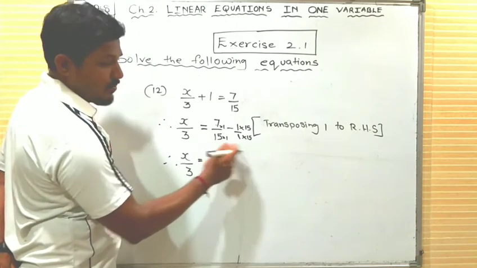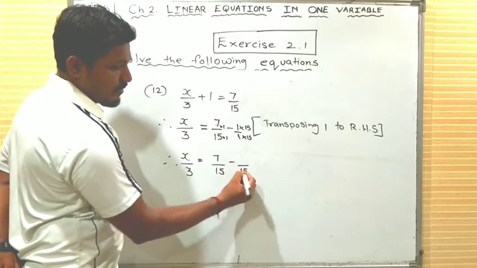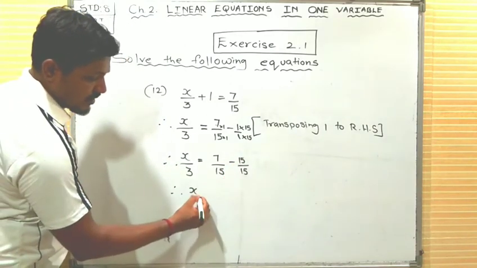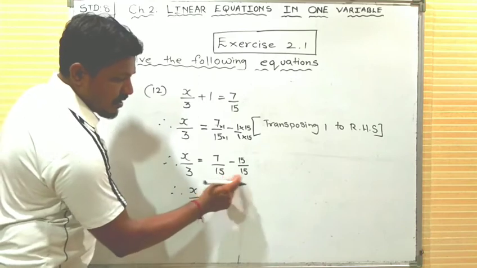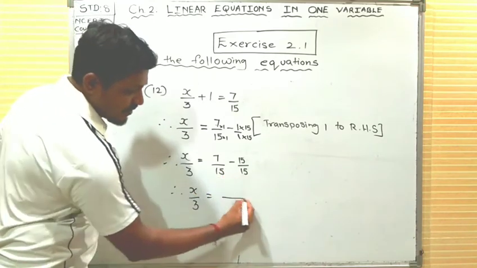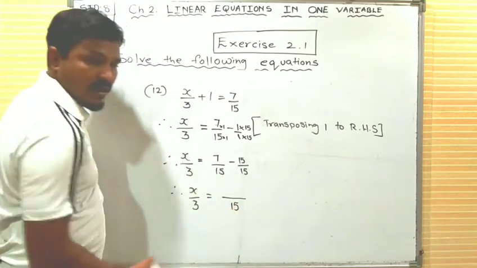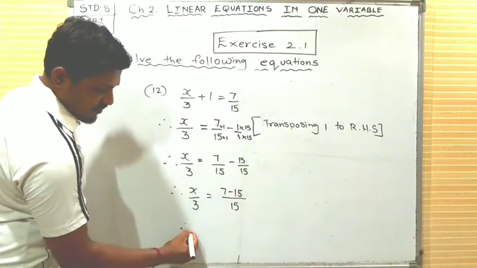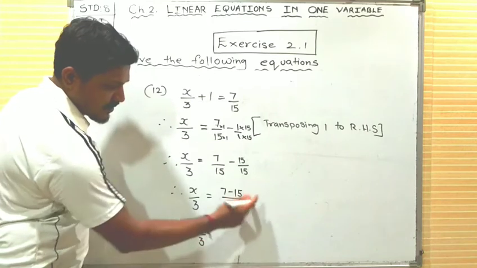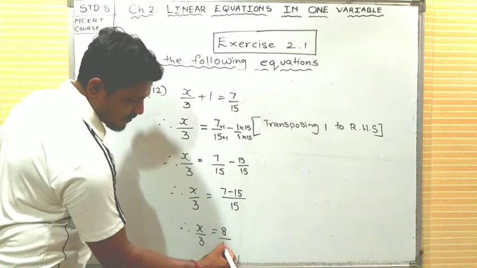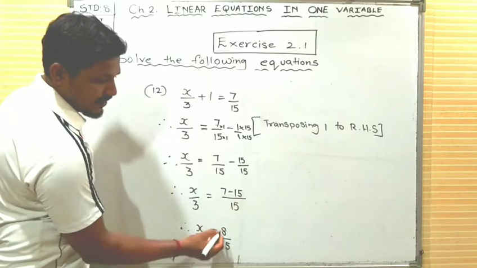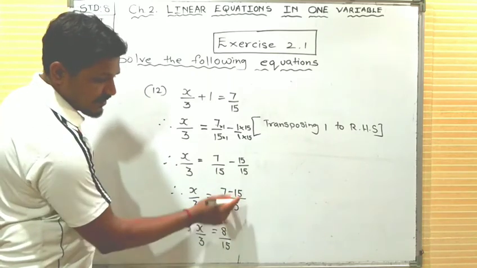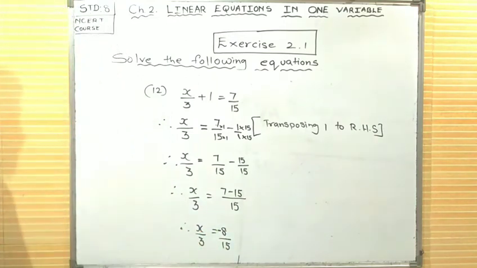I have to equalize the denominator. 1 15s are 15, 15 ones are 15. This as it is. Now after equalizing the denominator, the LCM is 15. Now 7 minus 15. 7 minus 15 gives 8 by 15. But it should be negative. Why? Because 15 is greater than 7 and it is in negative.